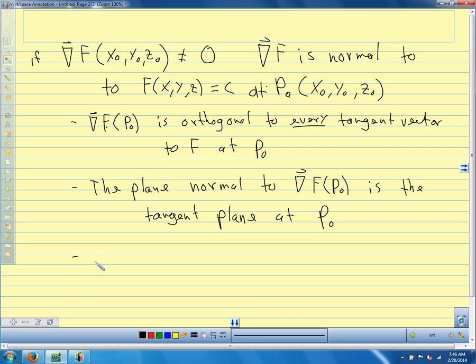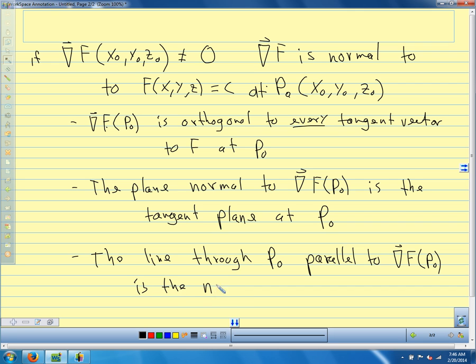And we're going to call the line through P0 that is parallel to del F, to our gradient at our point, the normal line. I'm going to say it's the normal line to F at our point.